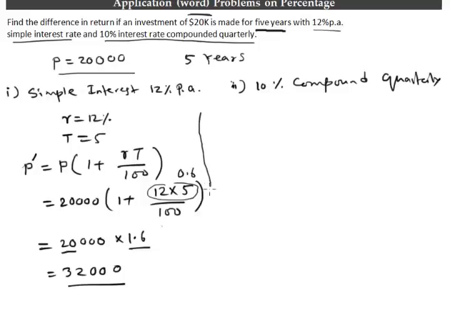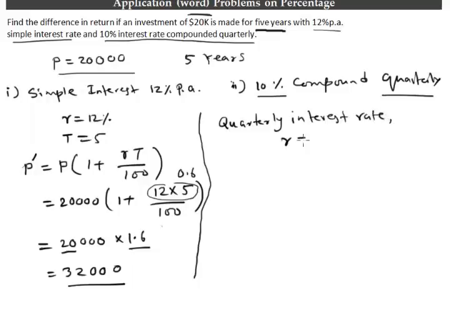Let us calculate the compound interest scenario. Here the interest rate is 10% and compounded quarterly. So we need to first find the quarterly interest rate. R equals 10 divided by 4, that is 2.5%, and the number of quarters in 5 years, that is our period. A quarter is one period, so in 5 years there are 5 times 4, that is 20 quarters.